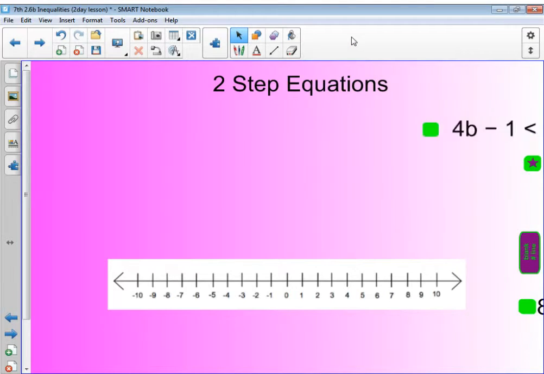previously learned lessons. Okay, so I want you to go ahead and pause your video and work your way through this two-step inequality. Remember, you can substitute an equal sign where that less than symbol is, and then when you go to graph it, go back and substitute that symbol back in. So go ahead and pause your video and work through this equation.